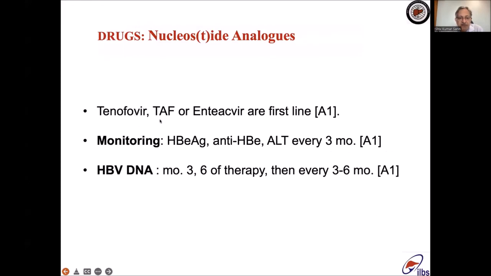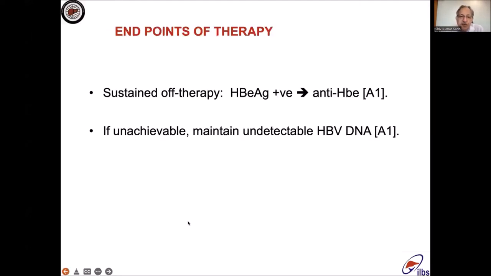So if you are on tenofovir, TAF, or entecavir, these are first line. Once you start them, you have to monitor the patient's SGPT or ALT every 3 months. E antigen or anti-E maybe 3 to 6 months. And DNA 3 to 6 months in the beginning and then every 6 months. What is the end point? I told you, first E antigen seroconversion, and then DNA undetectable. If you cannot achieve HBsAg loss, maintain undetectable DNA.